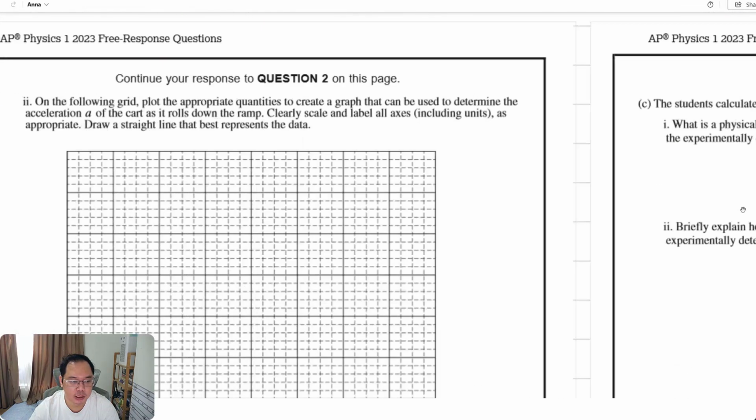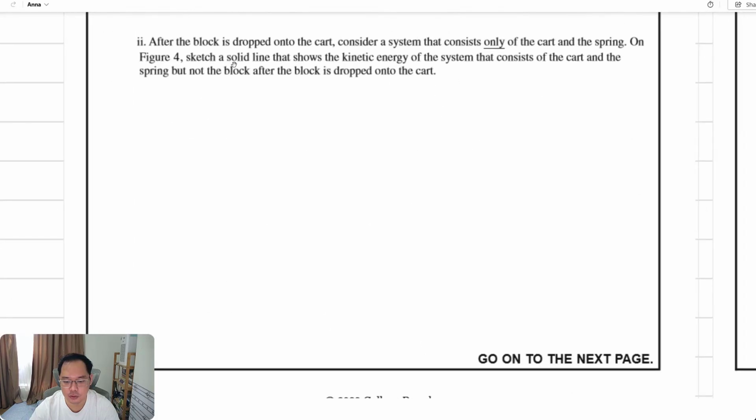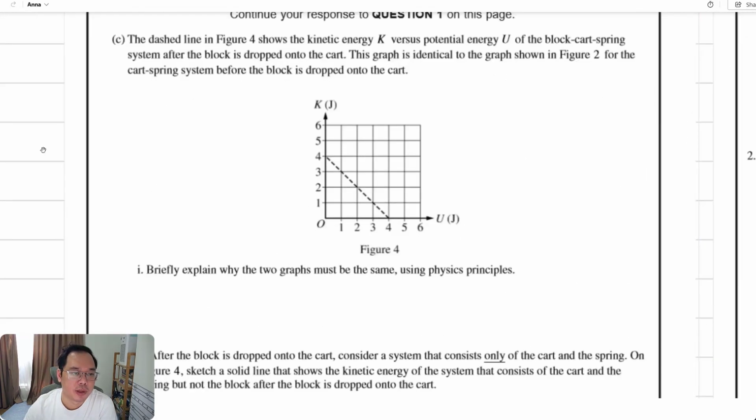The next question, I need to move to page 4 down here. Question C. The dashed line in the figure shows the kinetic energy K versus the potential energy U of the block-cart-spring system after the block is dropped onto the cart. This graph is identical to the graph shown in figure 2 for the cart-spring system before the block is dropped on the cart, but now this is the new graph for the system with the block of mass 3m0 on the cart. Okay, briefly explain why the two graphs must be the same using the physics principles.